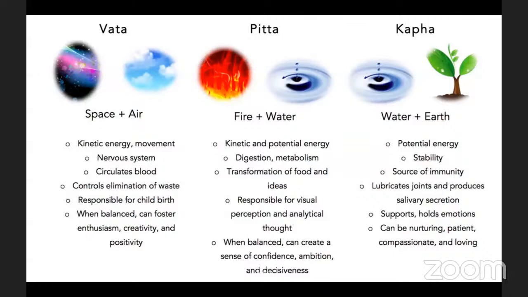Then Kapha. Kapha is water plus earth. This is potential energy. Just imagine what happens with water plus mud. It is very stable. It is a source of immunity. It lubricates joints and produces salivary secretions. Kapha is the one which holds together all the cells. Connective tissue is represented by Kapha. It gives support, holds emotions. It can be nurturing. In the balanced state, a person who is dominated by Kapha can be nurturing, patient, compassionate, and loving.